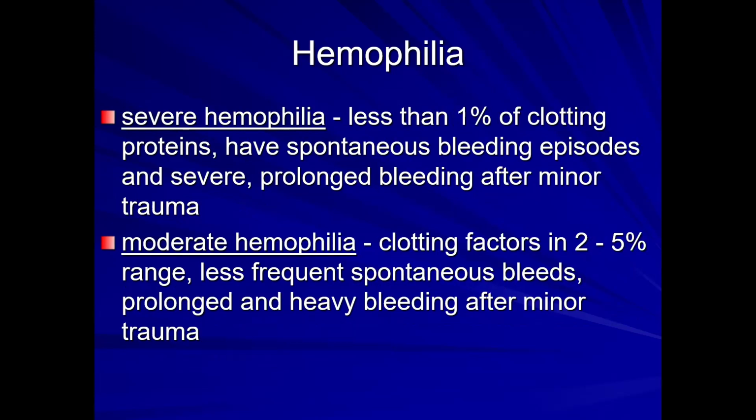Severe hemophilia, this is in less than 1% of clotting proteins. So if somebody has less than 1% of their clotting proteins, they can have spontaneous bleeding episodes and prolonged bleeding after minor trauma. And a lot of times that's even just the first way that you notice that you might have a clotting disorder. And moderate hemophilia, clotting factors in the 2 to 5% range, less frequent spontaneous bleeds, prolonged and heavy bleeding still after minor trauma.